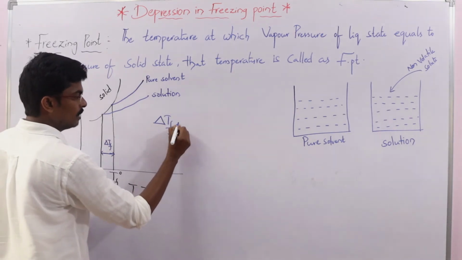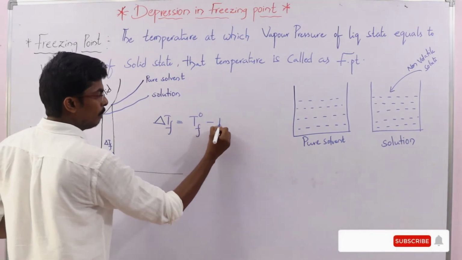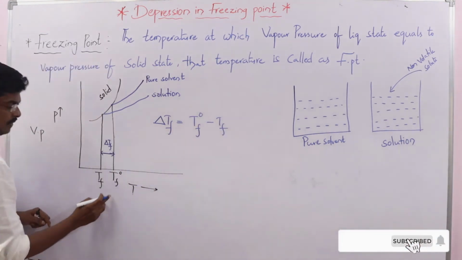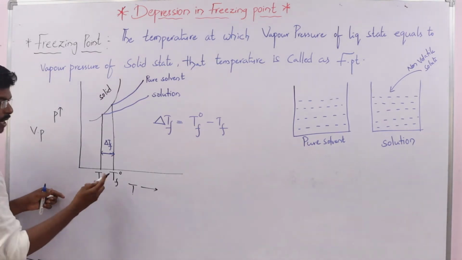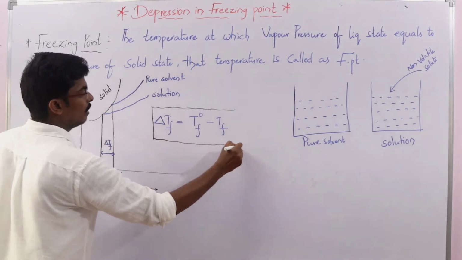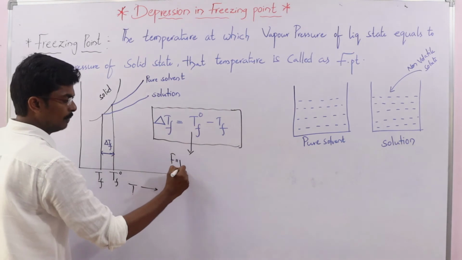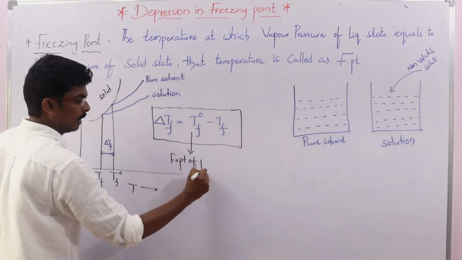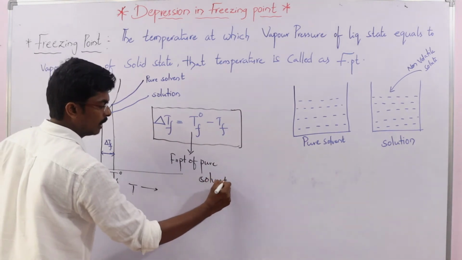ΔTf = T°f − Tf. What is T°f? It is the freezing point of pure solvent. Generally we are taking the volatile solvent.